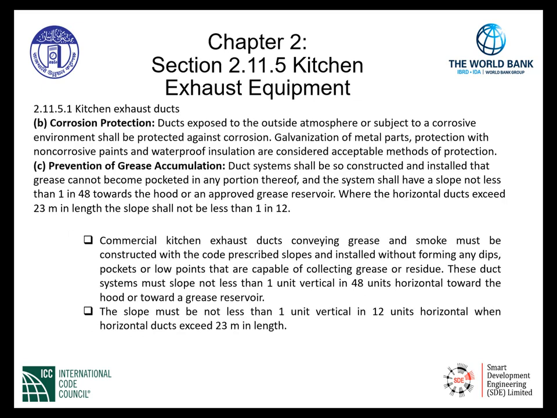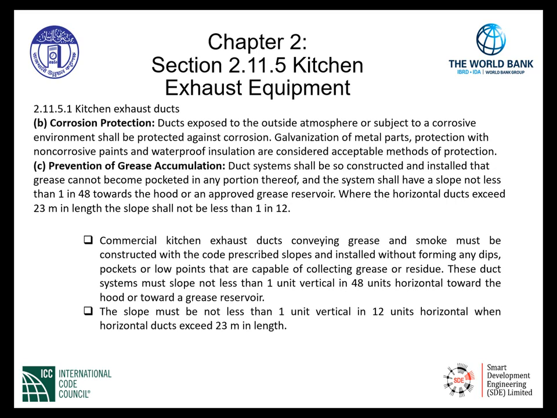Corrosion protection is given in item B. Ducts exposed to the outside atmosphere or subject to a corrosive environment shall be protected against corrosion. Galvanization of metal parts, protection with non-corrosive paints, and waterproof insulation are considered acceptable methods of protection.